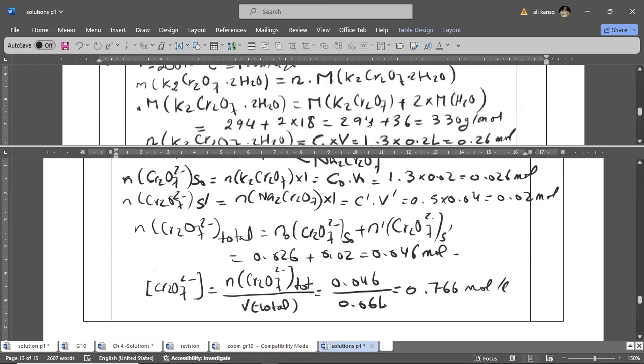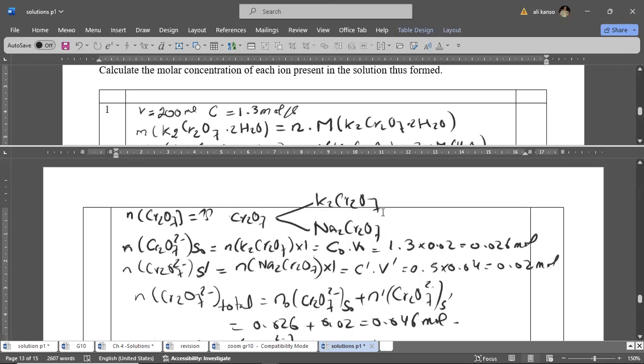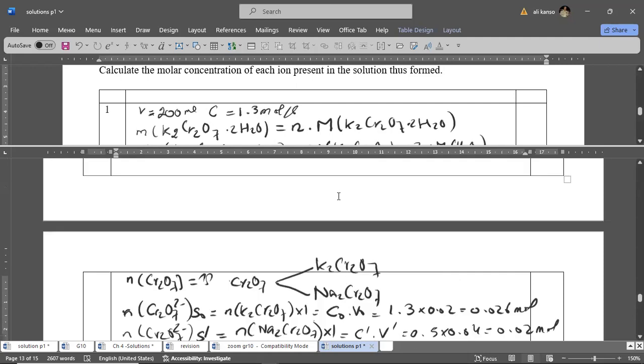The question is finished now. I hope that you read it again later on. Next time, we can summarize the lesson. This case, we call it mixing two solutions having a common ion. But we still have another kind of mixing of two solutions of the same solute, not of a common ion, same solute.